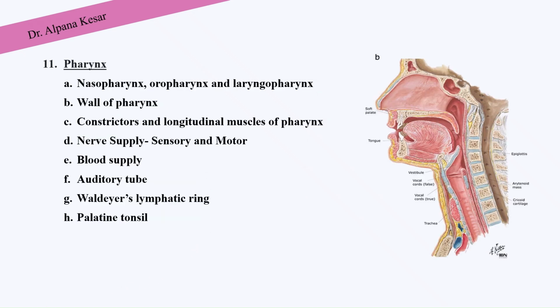The next chapter is pharynx, in which nasopharynx, oropharynx, and laryngopharynx is covered, followed by the structures of the wall of pharynx. Constrictor and longitudinal muscles of pharynx is done, followed by sensory and motor nerve supply of pharynx. Blood supply of pharynx is also covered. In this chapter is covered auditory tube, Waldeyer's lymphatic ring, and palatine tonsil.